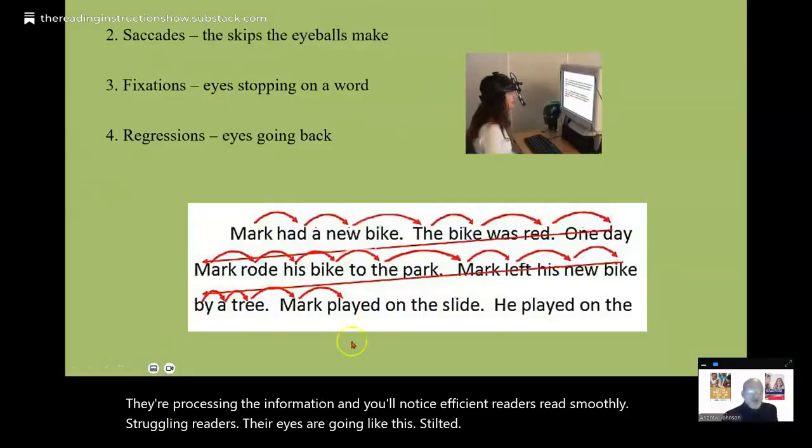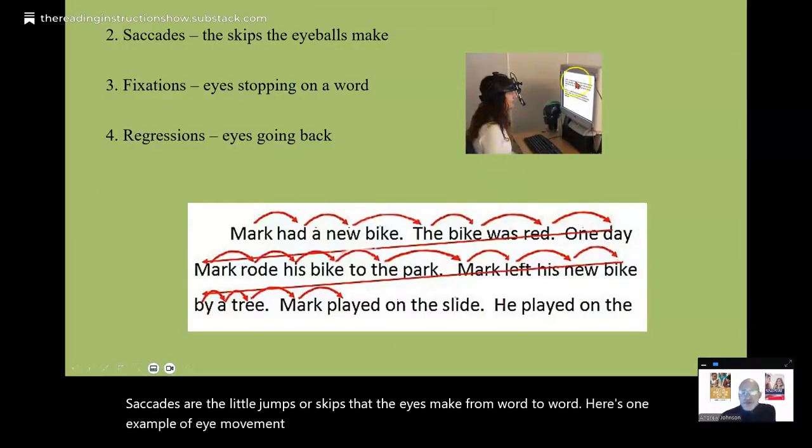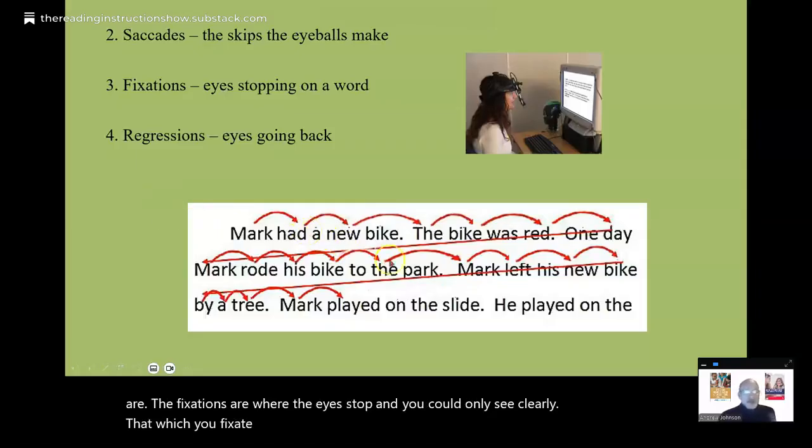Saccades are the little jumps or skips that the eyes make from word to word. Here's one example of eye movement equipment. As the person is reading, it's tracking where the eyes are. The fixations are where the eyes stop, and you can only see clearly that which you fixate on. And regressions are when the eye goes back.